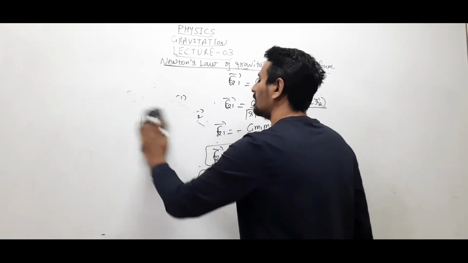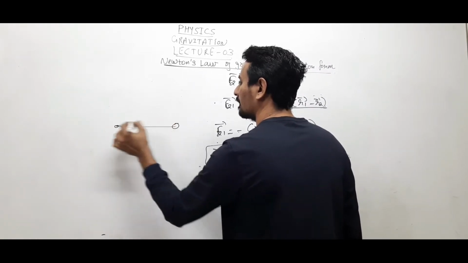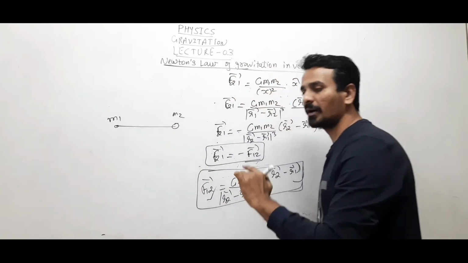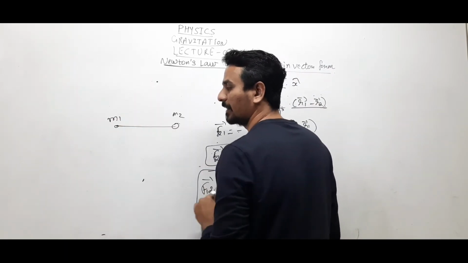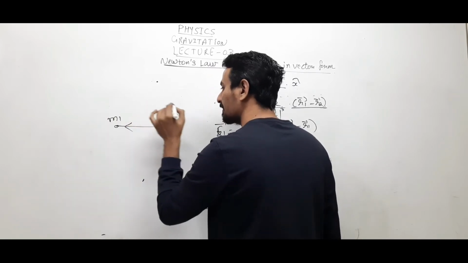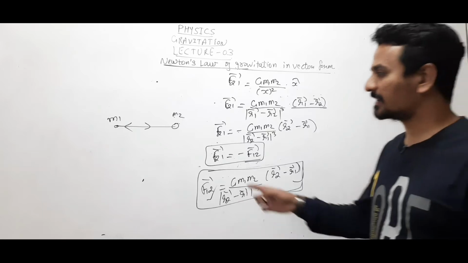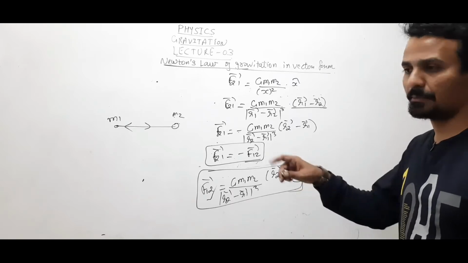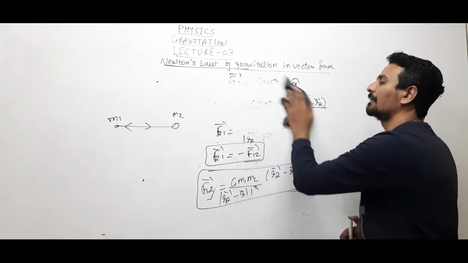Another thing, gravitational force is a central force. That means if two bodies M1 and M2 are placed, the force will be acting on the line joining the two bodies, right? If M1 and M2 are here, the force will not act here, the force will not act here. M2 will be attracted by M1 towards itself. Similarly, M1 will be attracted by M2 towards M2. Clear? So it is a central force, that means the force will be acting along the line joining the masses. So this is the gravitation law in vector form.